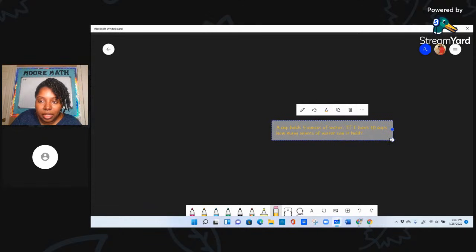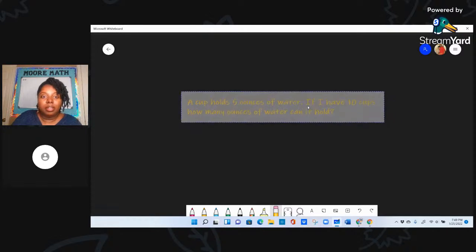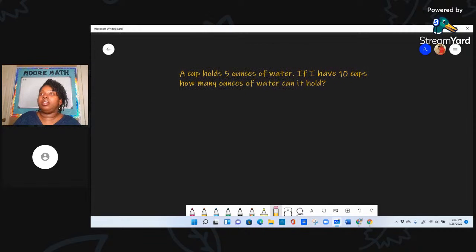A cup holds 5 ounces of water. If I have 10 cups, how many ounces of water can it hold? Let's go back to this color. All right, Isaiah, tell me what important information I am underlining. A cup holds 5 ounces of water. If I have 10 cups, how many ounces of water can it hold? What is the important information here?